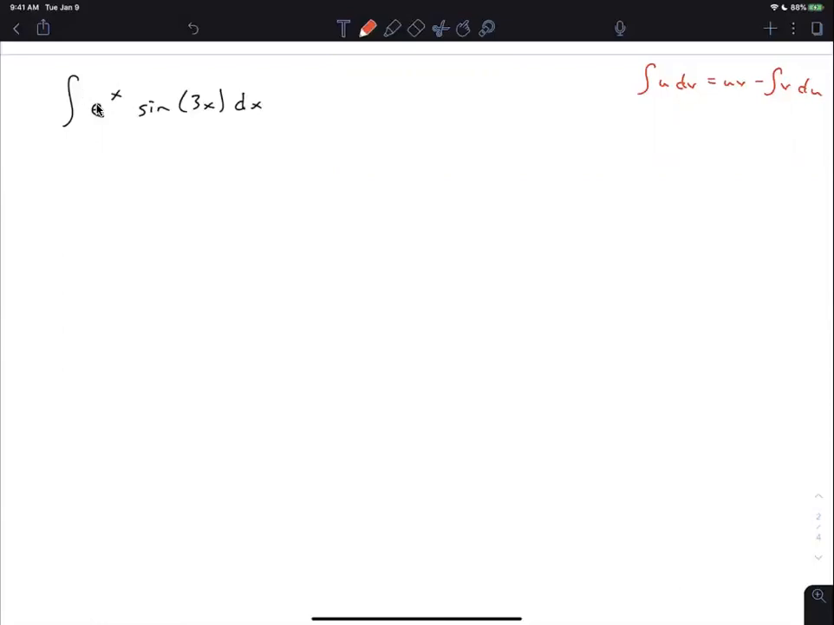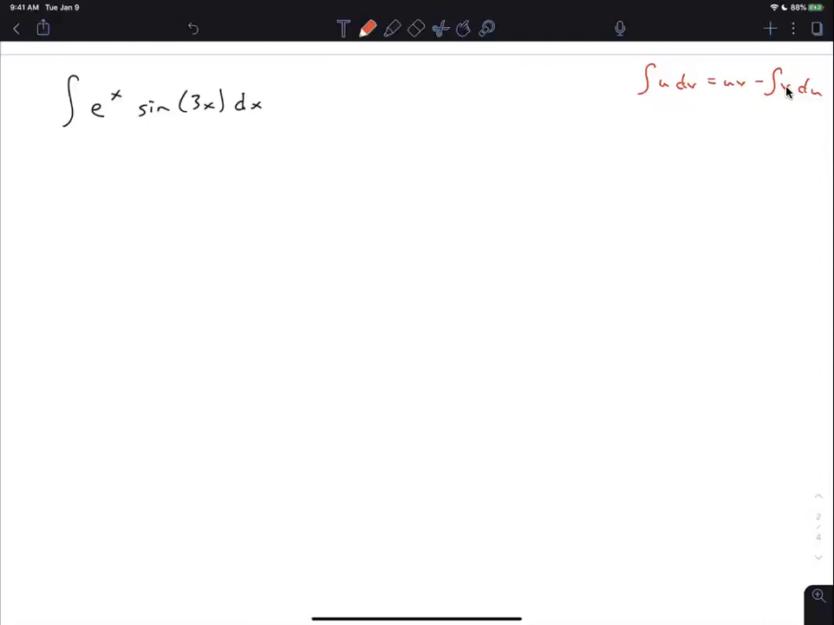So no matter what we set e to the x as, we're going to get an e to the x over here. And then if we talk about sine of 3x, if you take the derivative of sine, you get cosine. And then if you take the derivative again, you get sine. If you take the antiderivative of sine, you get cosine. And if you take the antiderivative again, you get sine. So no matter what, here you're going to cycle sine, cosine, sine, cosine. And so something weird happens here.